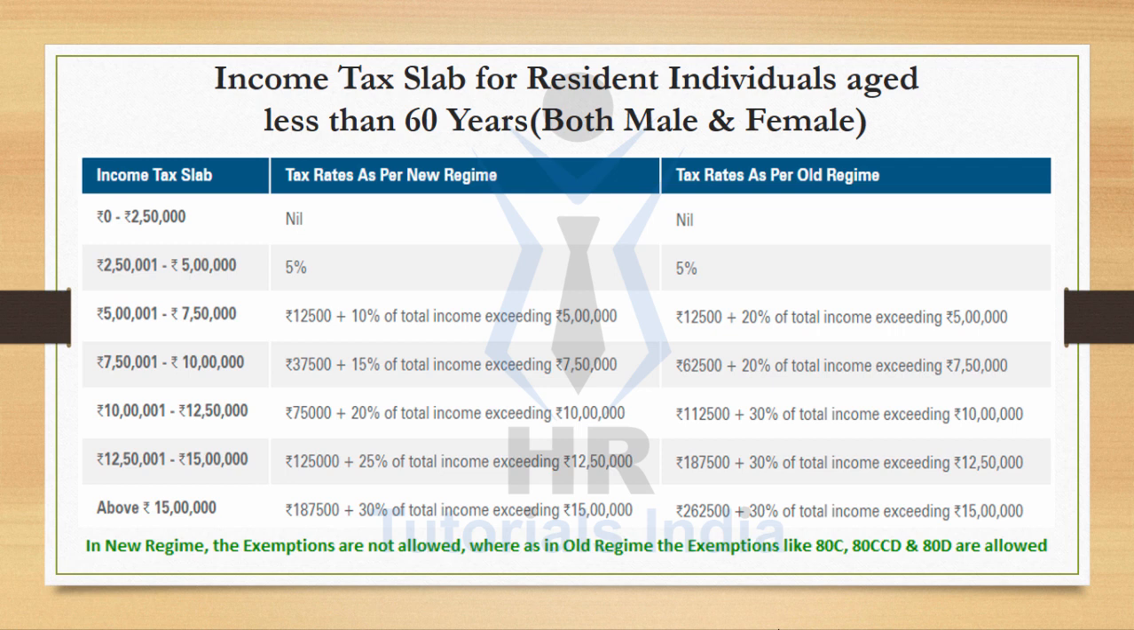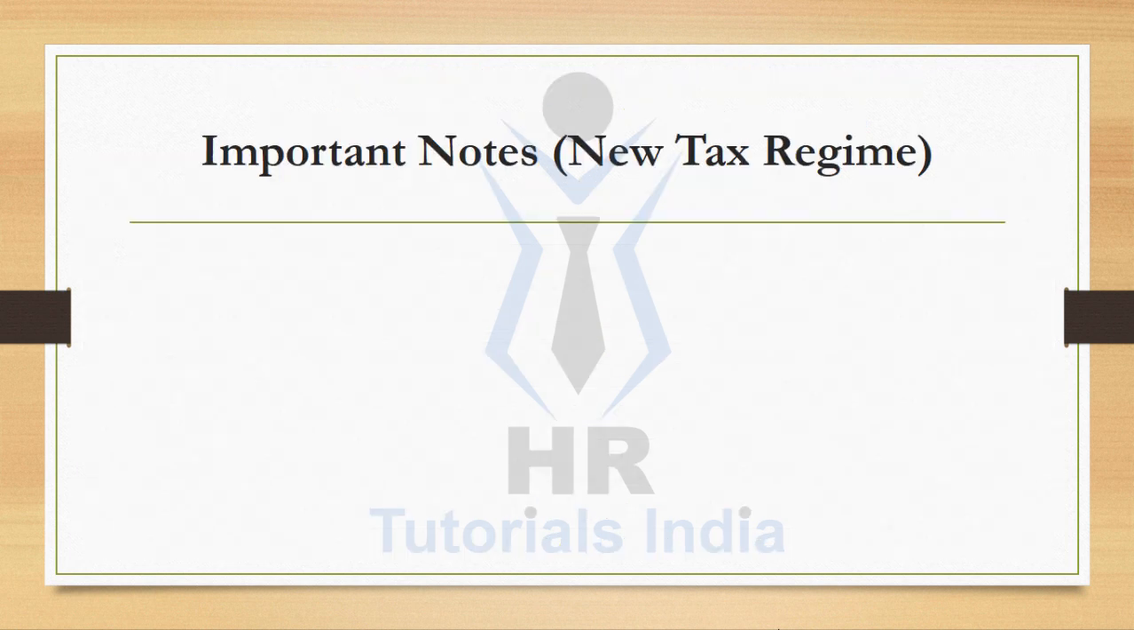So depending upon the income tax slabs and the income tax rates, the individual can pick whichever regime helps the individual to pay less tax to the income tax department. The major difference between the old regime and new regime is that in the new regime, exemptions are not allowed, whereas in the old regime, exemptions like 80C, 80CCD and 80D are allowed. So depending upon the feasibility, please pick the old regime or the new regime.